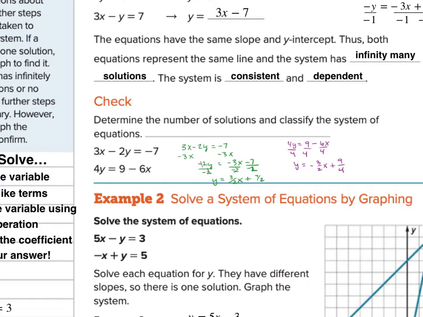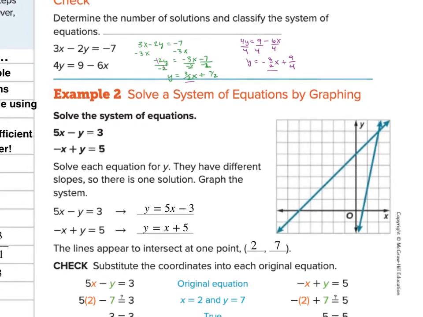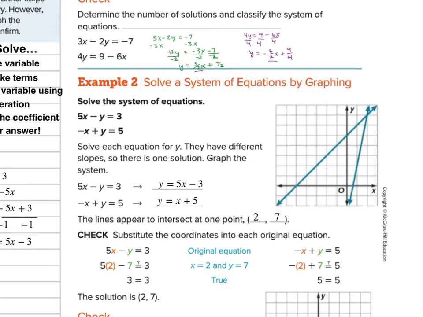And I would say that we have the slopes are different, so it's consistent and independent, because we know it will intersect somewhere. So there we go. Now looking here for graphing, in order to graph these two equations, again, the reason we often lean to slope-intercept form is because it's the easiest one to graph by.